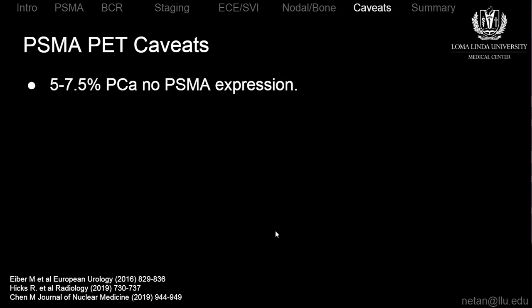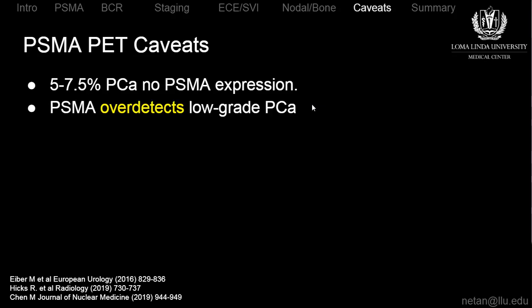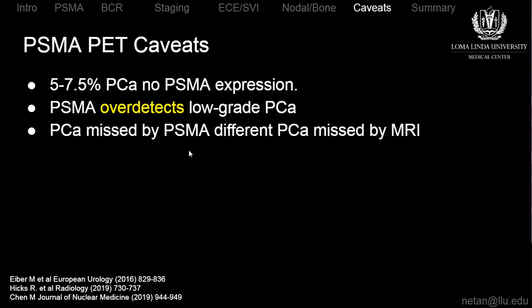There are several caveats for PSMA PET. Number one, up to 7% of prostate cancer foci will not have PSMA expression and thus will not have uptake. PSMA overdetects low-grade prostate cancer, so it's very sensitive for low-grade and intermediate and high-grade prostate cancer. And there is a role for MRI because with MRI, we do not see low-grade prostate cancer to the same degree. Prostate cancers missed by PSMA are different from the prostate cancers missed by MRI. So there is a complementary role for PSMA and MR.